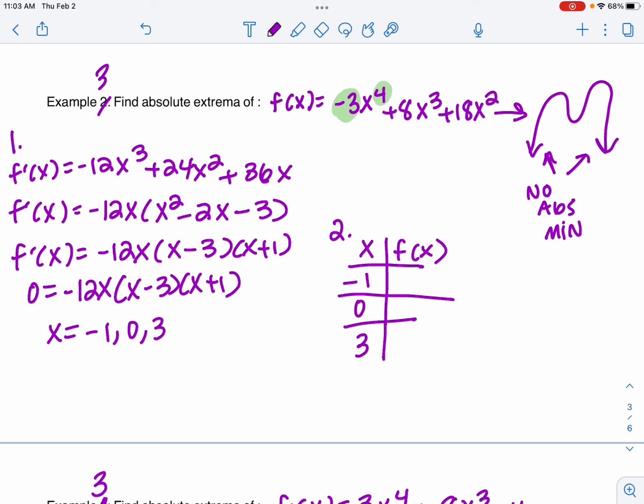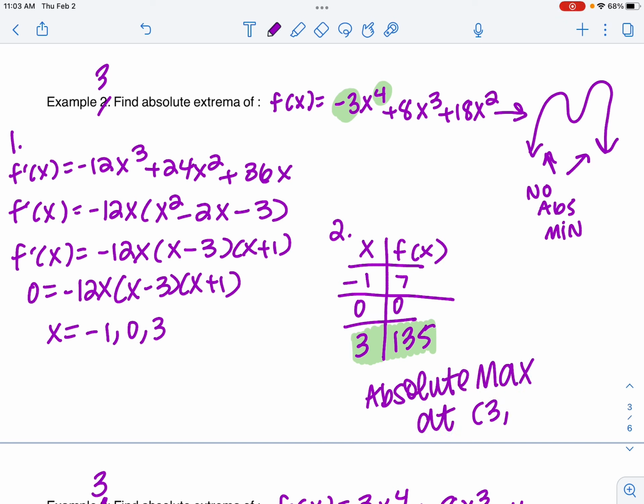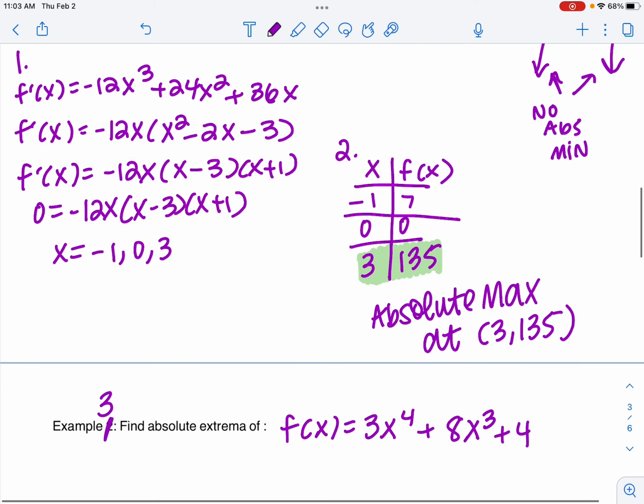So I get 7, 0, 135, and I knew there was going to be an absolute max based on my graph, and so this one right here is it. So there's an absolute max at 3, 135. And I will do the last one for you to check your work, and that's it.